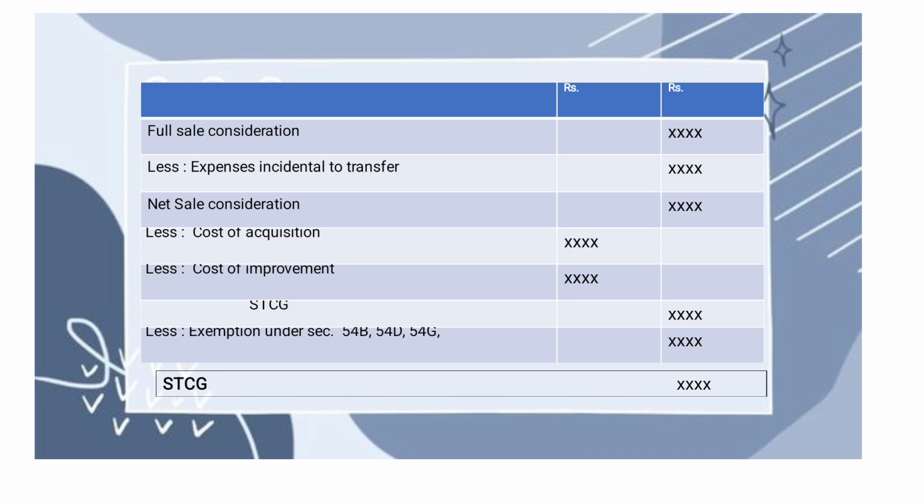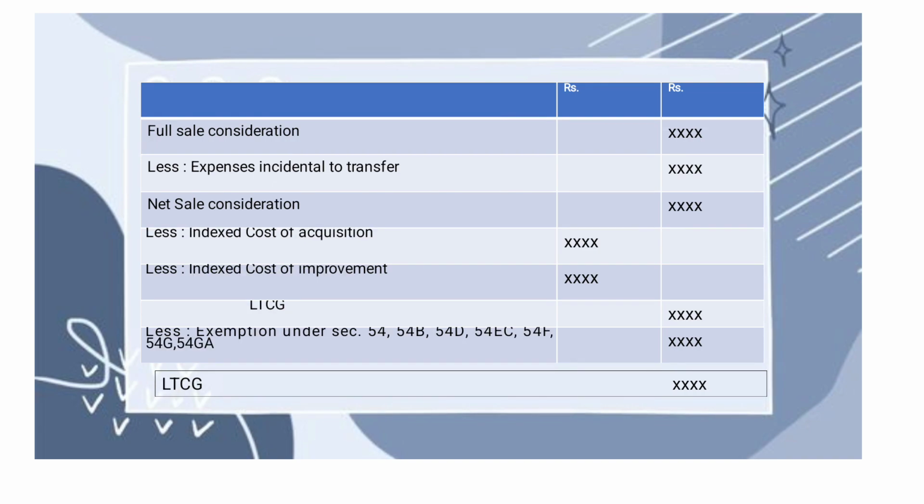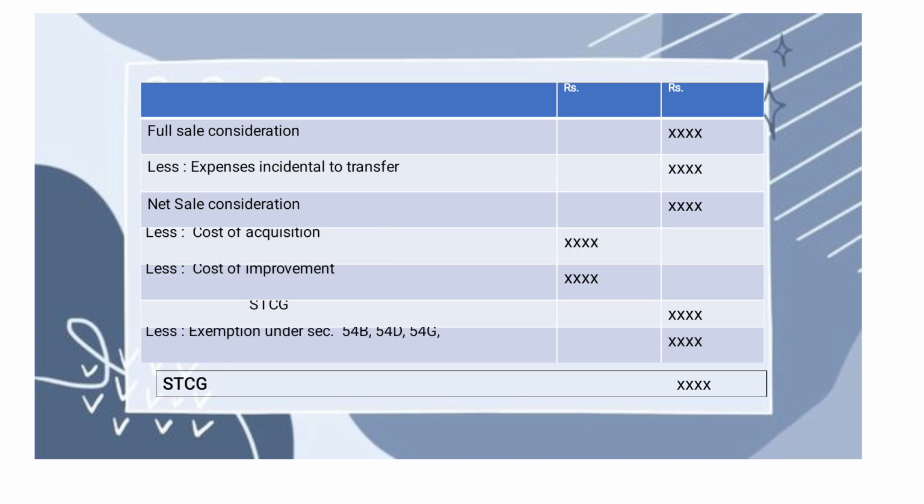What is the meaning of cost of acquisition? It means the value of the purchase of the asset. When the assessee first purchased it, that value is called the cost of acquisition. Cost of improvement is the capital expenditure incurred by an assessee for making any addition or improvement in the capital asset. After deducting the cost of acquisition and cost of improvement from the net sale consideration, we get the short-term capital gain.